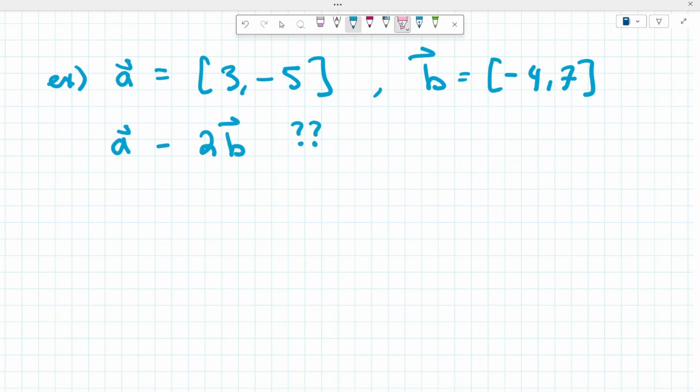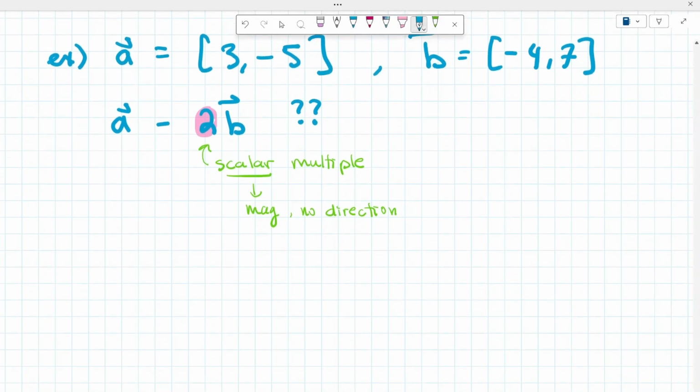So the first thing that we have to note is that we have this 2 over here. And what is this 2? This is a scalar multiple. So that means that a scalar, remember, has a magnitude but no direction, right? So when we have a scalar multiple, that just means you multiply this number to all the components of your vector. So as a first step, let's just create that new vector 2B. So we'll write it all out in a line just so we don't lose everything. So we've got 3, -5, minus 2, -4, 7.